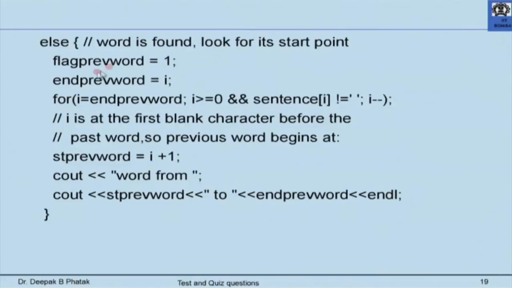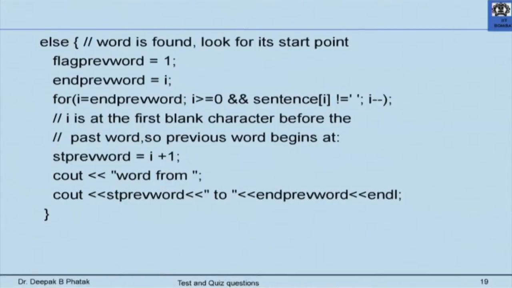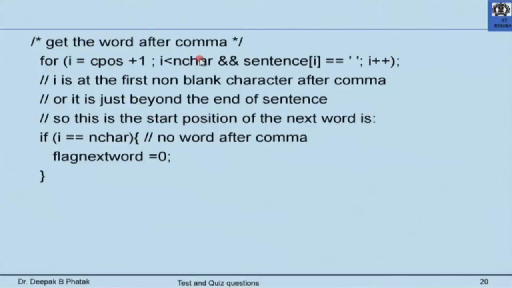So, I will do exactly similar processing, keep moving backward. The first blank I notice is actually an indicator that I have gone beyond that word. So, I will go back one position and I say this is the starting point of that word, this was the end point I have noticed, followed by this there is a comma. I will now have to do the same thing for the next word. So, here is the code to do that, get the word after comma.